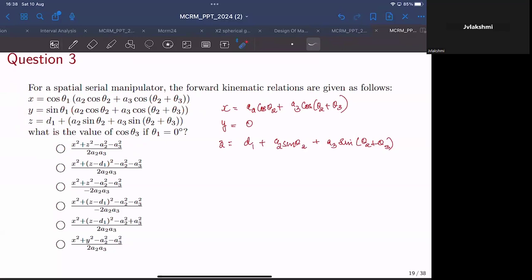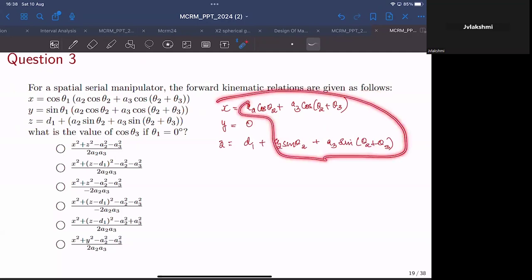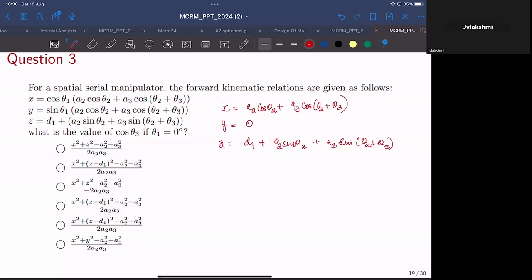The easiest thing is to do this. There are similar terms: a2 cos theta 2 over here, a2 sin theta 2 over here, a3 cos of theta 2 plus theta 3 is here, a3 sin of theta 2 plus theta 3 is here. If you encounter more or less identical equations, but with sine and cos interchanged, it's always better to square and add these terms. You will get some additional clue.